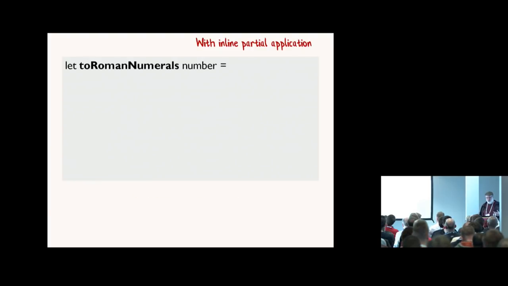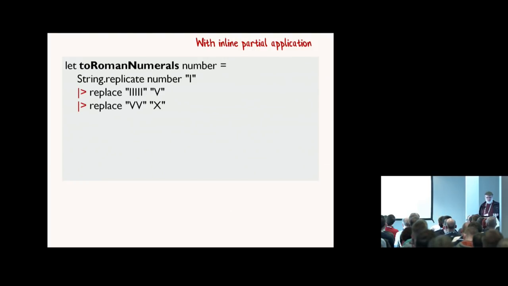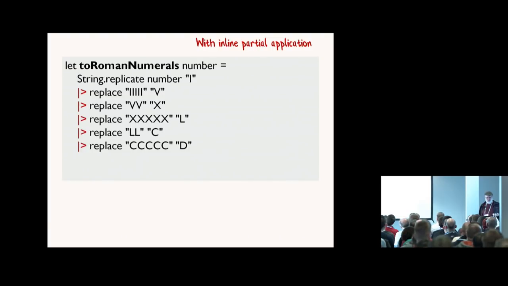So if we use partial application in our Roman numerals example, we don't need to write these helper functions. We can just literally write them inline. Replace 5 ones with V, replace 2 V's with X, and so on. So very rarely would you actually bother to write these special helper functions. You just use the partial application like this.